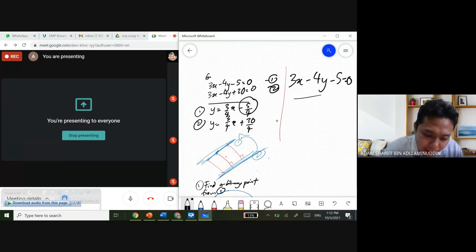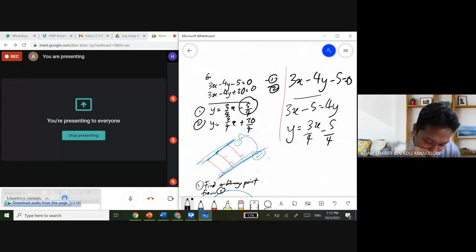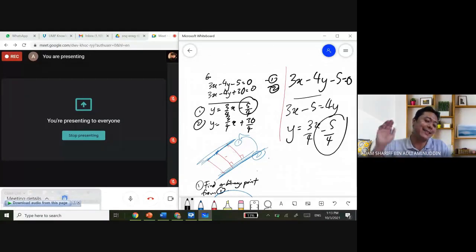No, yang saya rasa kalau kita tukar, kita buat pelan-pelan tolak 5 sama dengan 4y. Jadi y sama dengan 3x per 4 tolak 5 per 4. Okay. Beres. Nampak kan? Sini. Saya nak tanya boleh? Boleh.